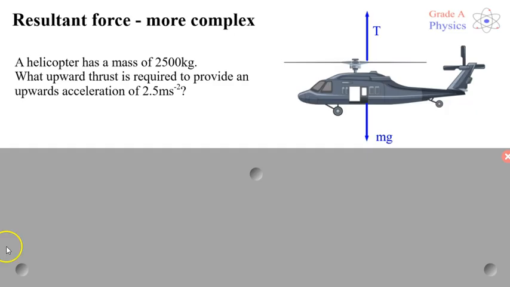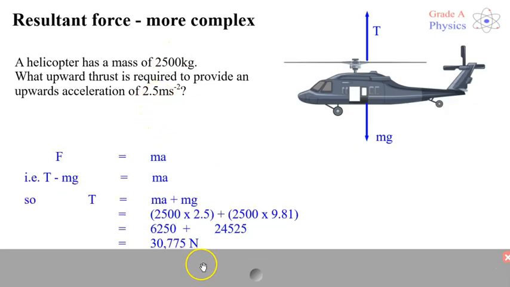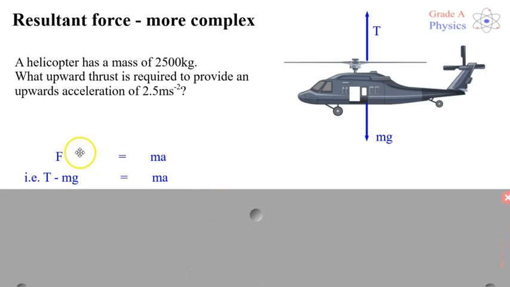Okay, slightly more complex, and this would be getting a bit more of a typical A-level standard. So we've got a helicopter, we've got the mass, and we're told the upward acceleration, and what is the thrust required to provide that acceleration. So again, a common mistake would just be to calculate m times a, and think that's the answer. Well, that will be the resultant force, and that's not the final answer. So it's a little bit more complex. So F equals ma. Remember that F is the resultant force. It's not just one or two forces, it's the overall resultant force.